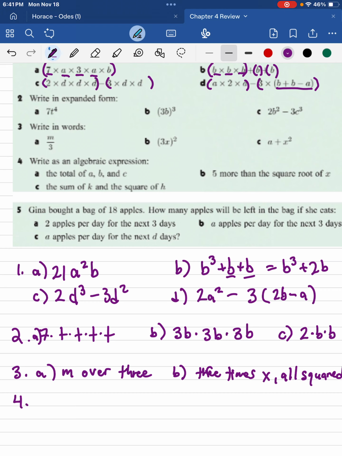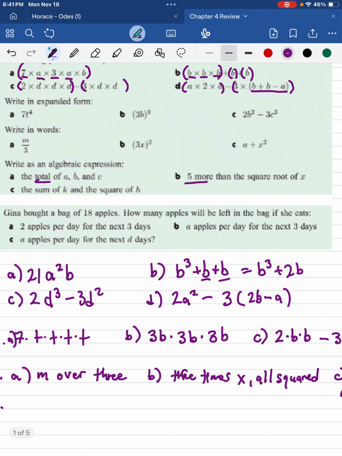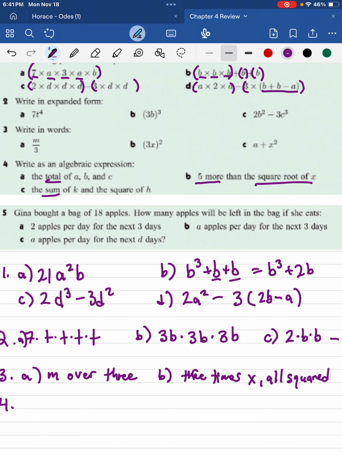Number 4, write as an algebraic expression. Here I'm going to make sure that I know what these words mean. For instance, I see the word total. That means addition. 5 more means addition. Square root of x means square root. Sum means adding something. And there, we know that there's a square there as well.